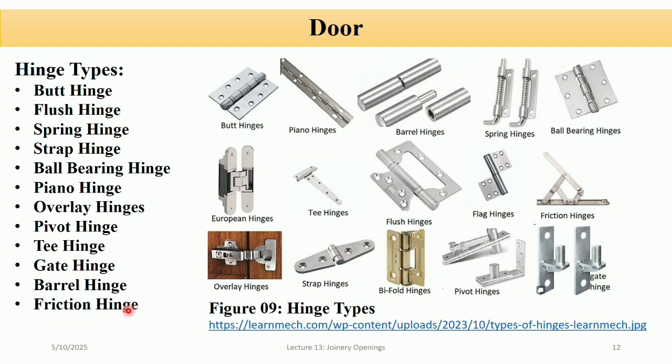The last one is the friction hinge. It allows positioning of a door or lid at various angles by resisting motion with friction. So you can see here in the figure, it is a friction hinge.